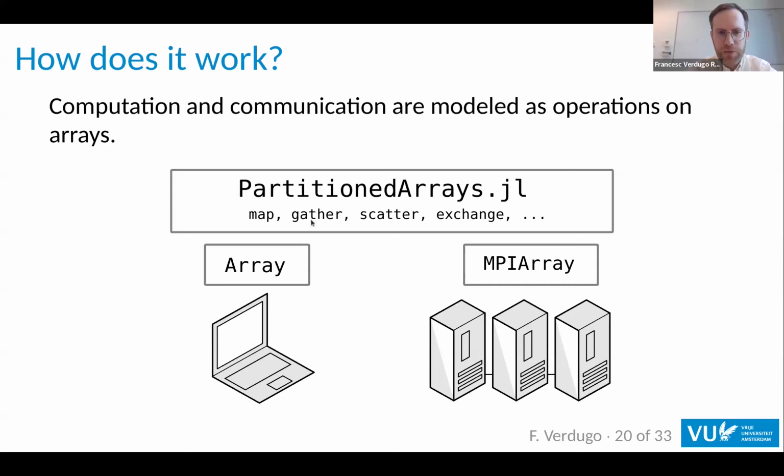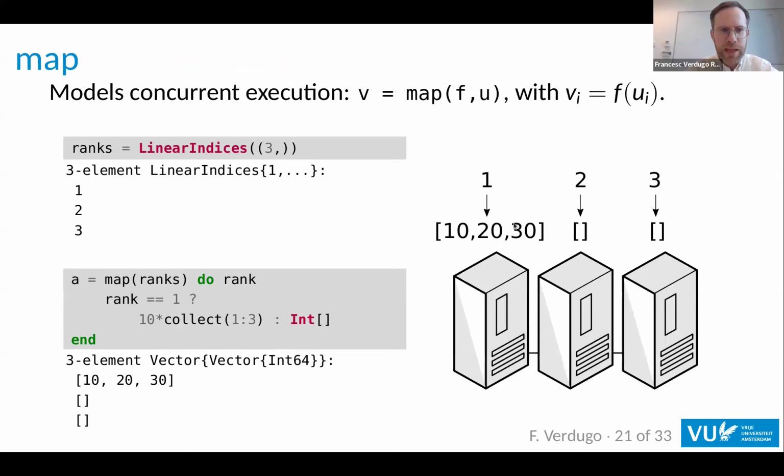And for this, we have an interface. So we have a set of functions that are all defined as operations on arrays. So all of them make sense for any array type. In particular, they make sense for a standard array. So that's why these functions work on a laptop. But they also make sense for this MPI distributed array. I have some examples here.